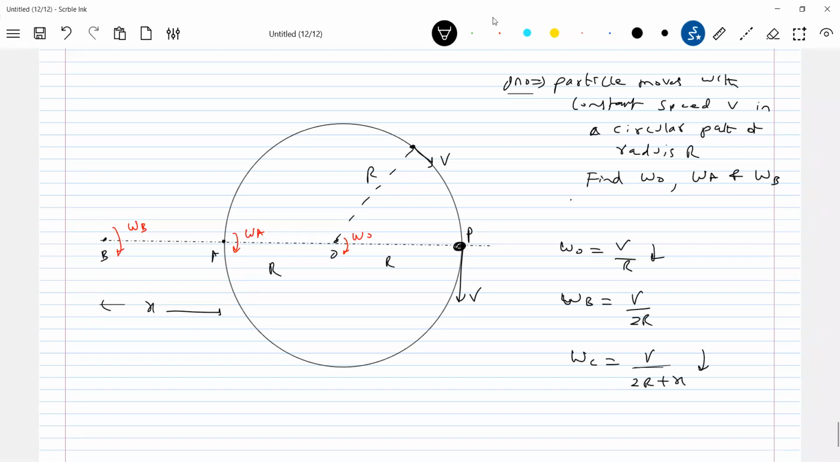A particle moves with constant speed in a circular path of radius R. Find omega naught, omega B, when the particle is at point P. Okay, fine. Sir, then what will be the path of the object with respect to B? It will be a random, curvilinear path. Using polar coordinates, we can find it out. That's not needed for us.